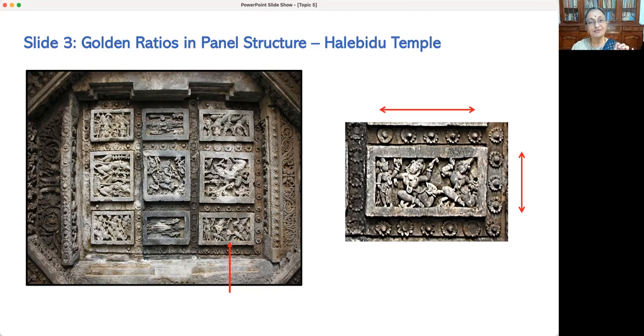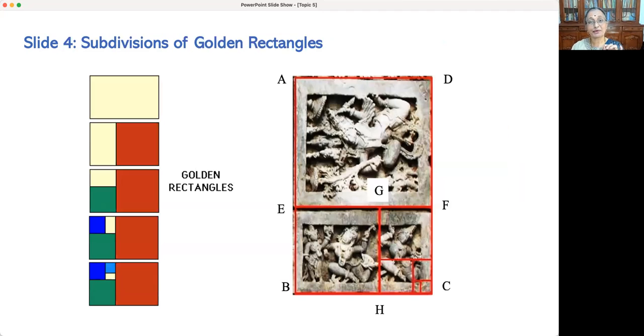Let's now study slide 4, how golden rectangles and subdivisions were used to carve temple figures. The left-hand side of the slide 4 illustrates the construction and subdivision of a golden rectangle. When a golden rectangle is segmented into a square, it results in smaller golden rectangles. This process of subdivision continues endlessly. The right-hand side of the slide 4 illustrates a panel of the mandala.